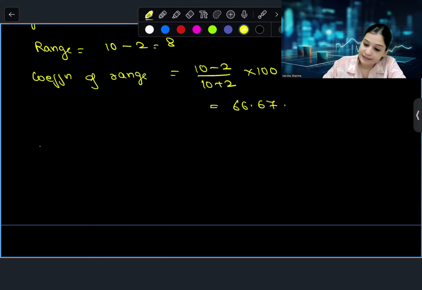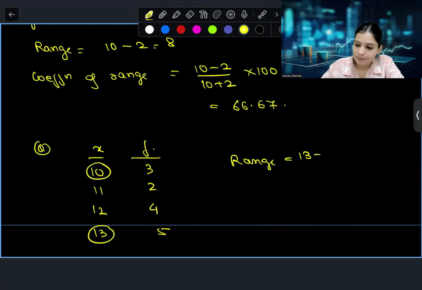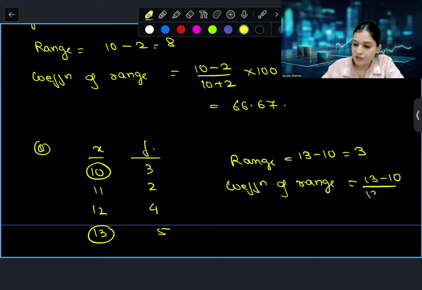Then if I have a discrete series, X and F, where X is 10, 11, 12, 13 and F is 3, 2, 4, 5. In this case, our range will be the values of X: highest value minus the lowest value, 13 minus 10, that is 3. If I want to find the coefficient of range, largest minus smallest by largest plus smallest into 100. Answer? 13.04.